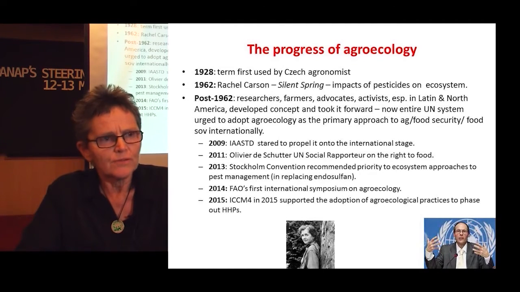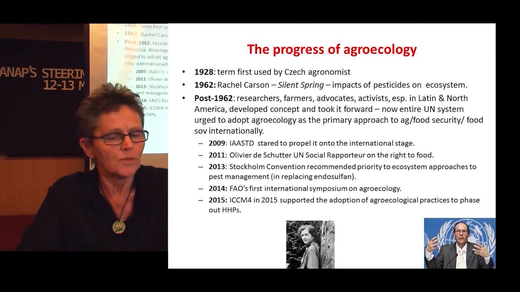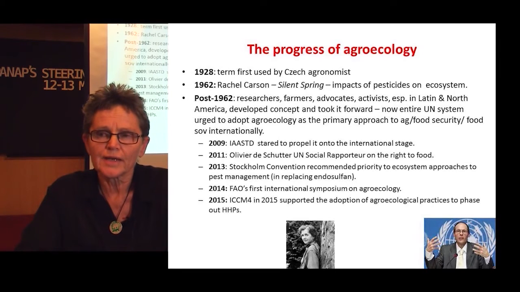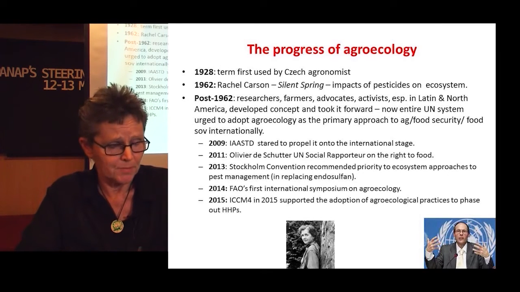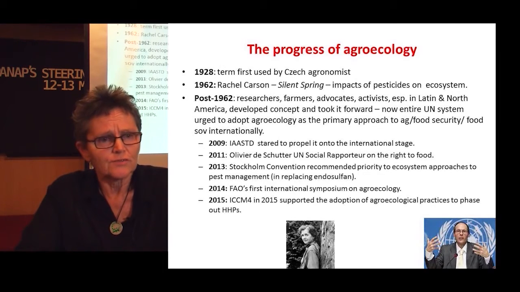We were very instrumental in 2013 in bringing the issue to the Stockholm Convention, a UN chemicals convention that doesn't normally deal with things like agroecology. It deals with chemicals that are persistent pollutants, toxic and accumulating in the environment, and that are banned globally. When they chose to list the insecticide endosulfan for a global ban, they also recommended that endosulfan be approached with ecosystem approaches to pest management, and this was really the work of Pan in bringing this forward. In 2014, as a result of a lot of pressure from Pan and its allies and academics and farmers around the world, FAO held its first international symposium on agroecology, a big step forward.